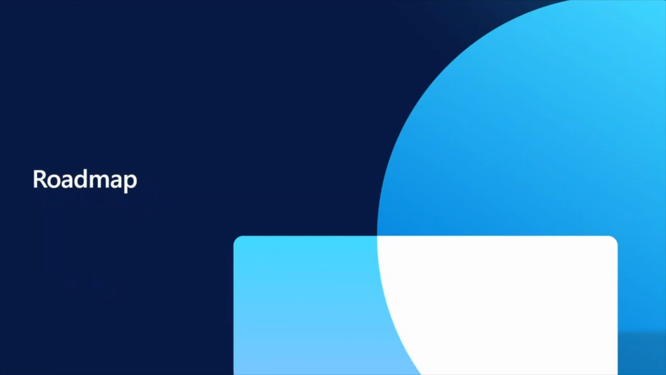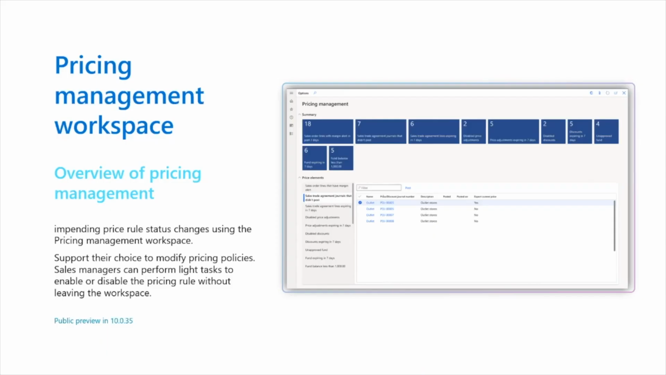So I will give an overview of the roadmap. But please be aware that our roadmap is subject to change due to market requirements. So currently, from 10.0.35, we are providing the pricing management workspace. With the pricing management workspace, a sales manager can be advised of impending price rule status changes. For example, a pricing rule or promotion that will expire within 7 days, and the manager can enable and disable the rule without leaving the workspace. And this is our phase 1 feature.